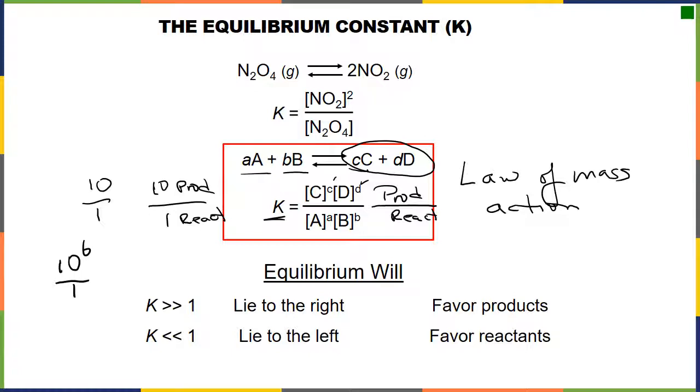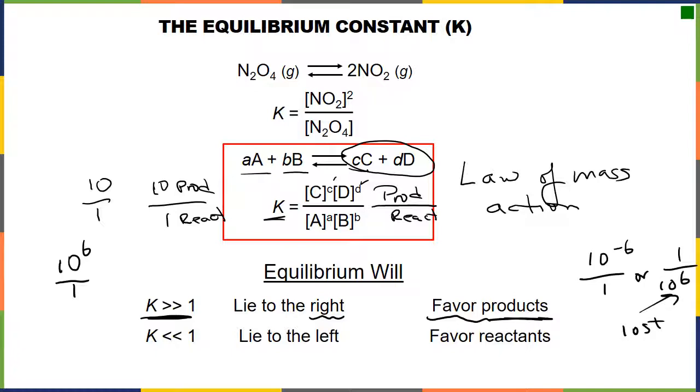So if we look at this, we can say that if our K is very large, we're going to have a lot of products, and we say that the equilibrium will lie to the right, and we will favor products. If instead we had, say, 10 to the minus 6 to 1, or 1 over 10 to the 6th, this tells us that we have lots of reactants. And if K is very, very small, which is 10 to the minus 6, we say our reaction lies to the left and that we have lots more reactants. So we can tell what our reaction is going to do by the physical size of K.